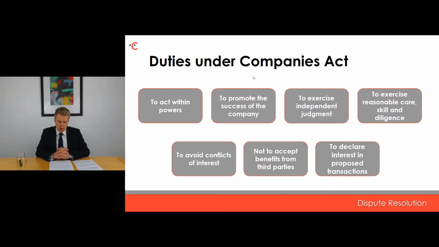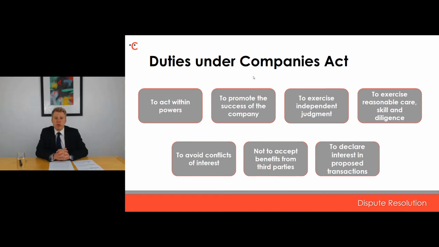Next one, under section 173, is the duty to exercise independent judgment. Directors, of course, can and should take advice where appropriate, but ultimately the buck stops with the director, and they must make their own decision. Section 174 is to exercise reasonable care, skill and diligence. This is judged objectively and subjectively. There's a minimum standard that all directors will be judged by, but if a director has any particular skill or qualifications, there's a higher standard expected of them to take that into account.